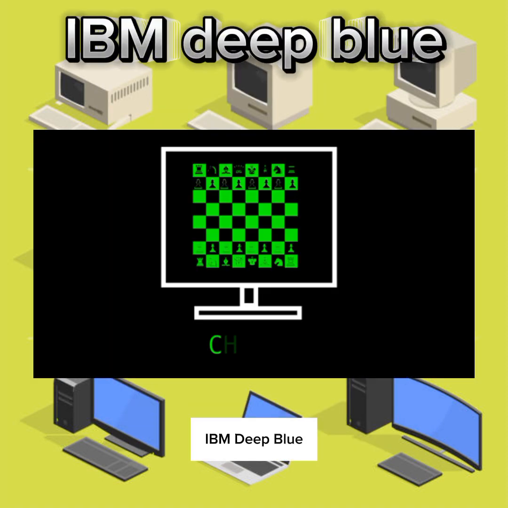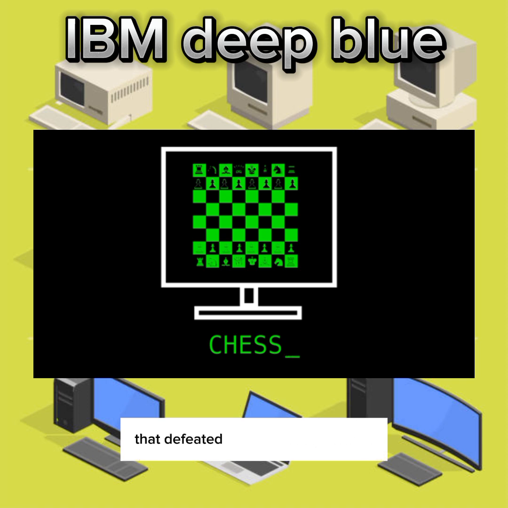IBM Deep Blue. Developed by IBM, Deep Blue was a chess-playing computer that defeated world chess champion Garry Kasparov in a six-game match in 1997. It showcased advancements in artificial intelligence and computing power.